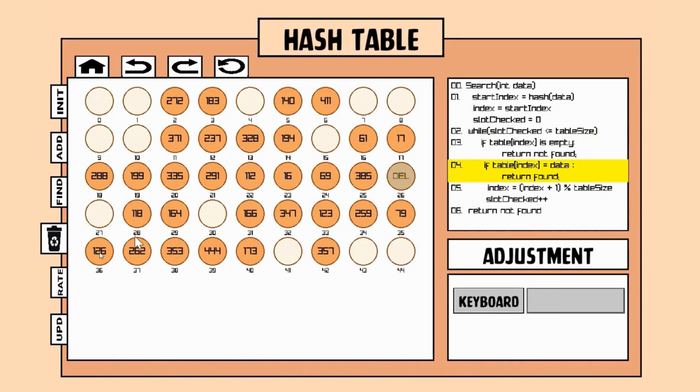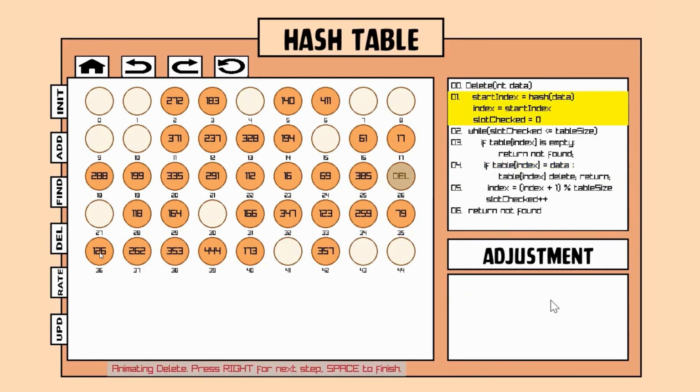For example, the delete operation. We will delete 16, then enter, press right, and now I want to skip all of this animation. I will press space. And then number 16 is selected.